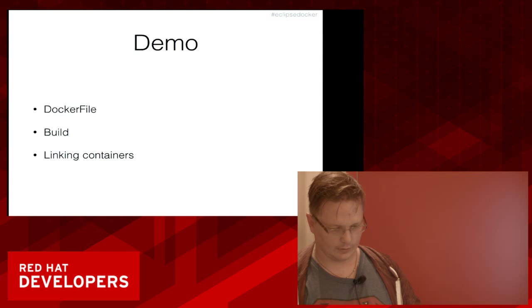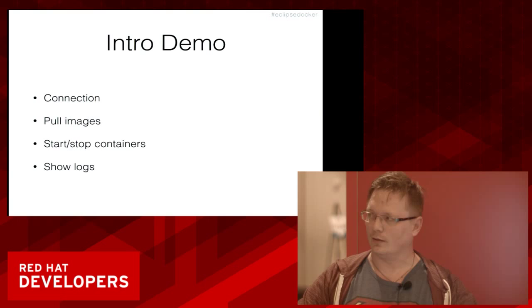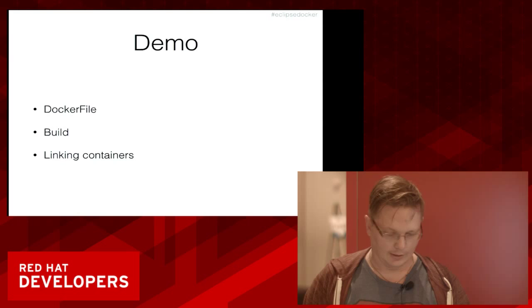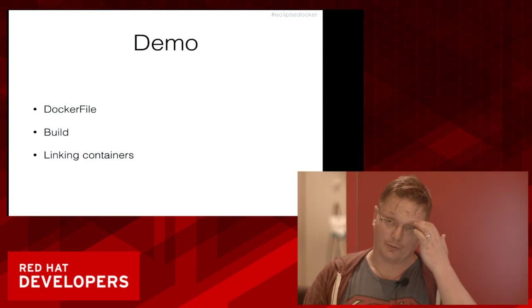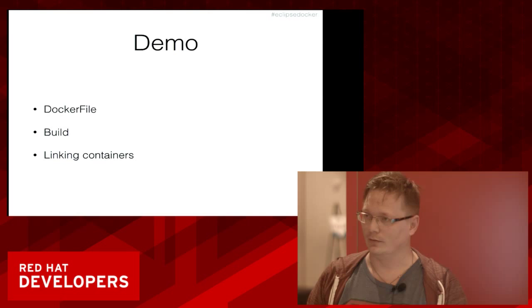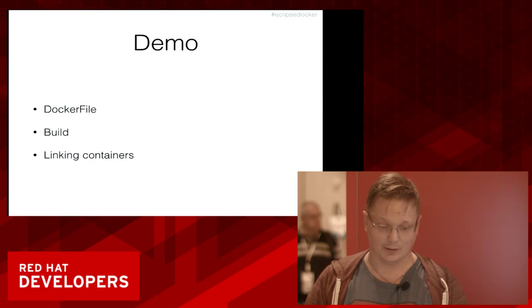So what I was doing here was just kind of using Docker containers out in the wild and getting used to them. Next thing is actually using Docker for my own setup. And so here I need to write a Dockerfile. I need to build it. And if I want to have a setup of containers, I need to link them together. And I'm just going to do the first two parts, Dockerfile and build, and you'll see what I'm doing.